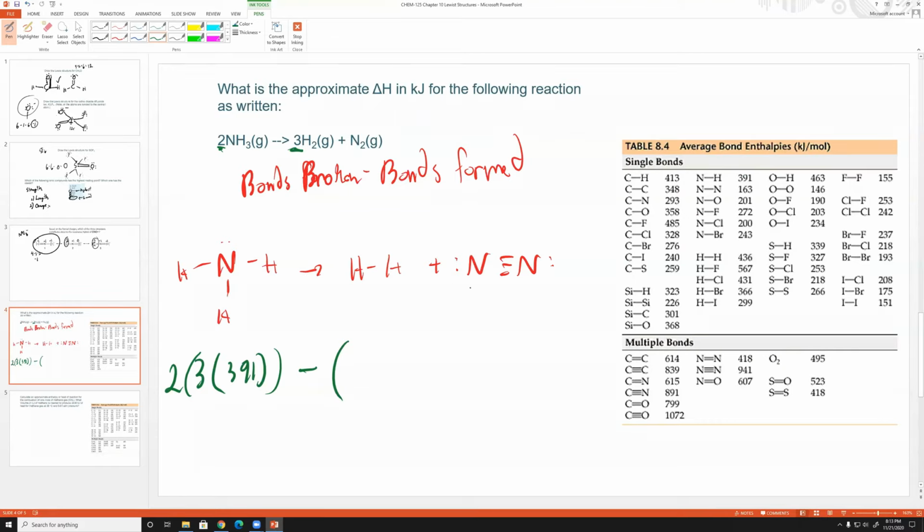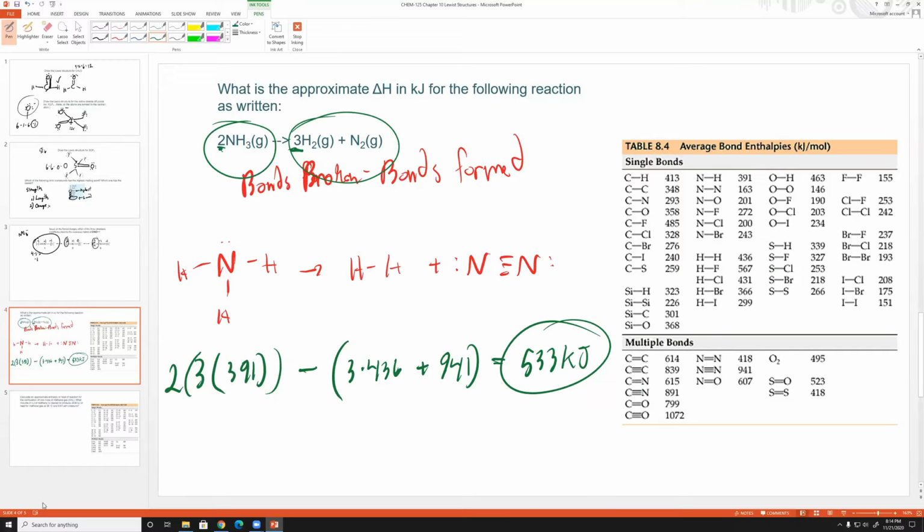So you have H-H, which is, according to the chart, where is it? 436. So you have 3 times 436 because you have 3 H2s in the equation, plus just 1 bond of N2. And that's going to be a triple bond, that's 941. So that's going to be your answer. And so you're taking in the equation all of the bonds broken minus the bonds formed. And your answer will be 533 kilojoules.